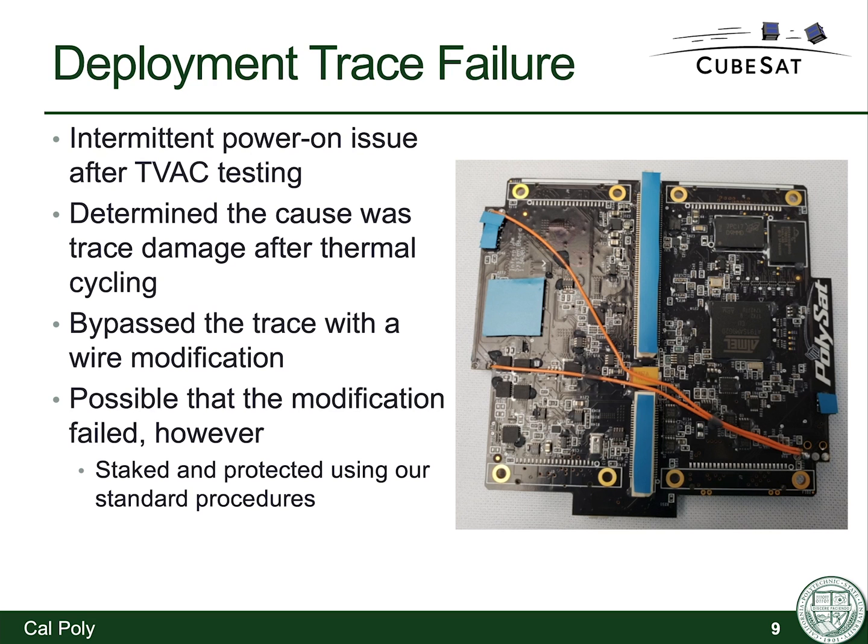As a result, we applied a wire mod to the spacecraft. You can see the wire mod pictured here on the right hand side, the 2 orange wires that run between opposite sides of the board. That wire mod basically bypassed the damaged trace. So it's possible, one of the items that we considered was that this wire mod had failed during the launch environment or sometime between integration and deployment.